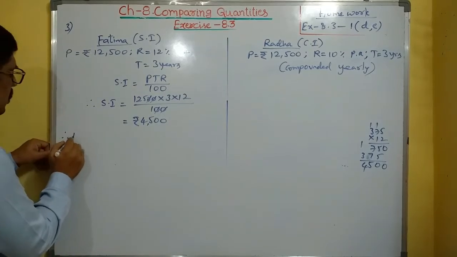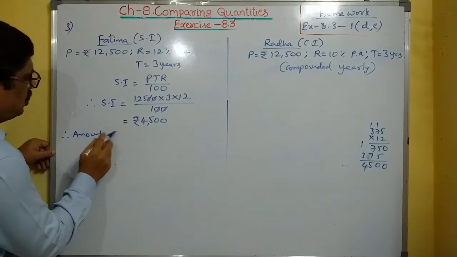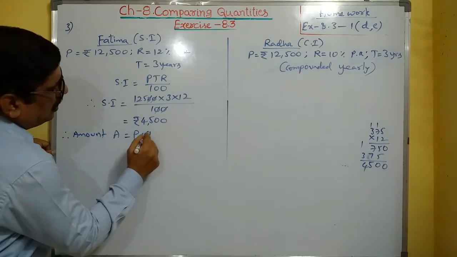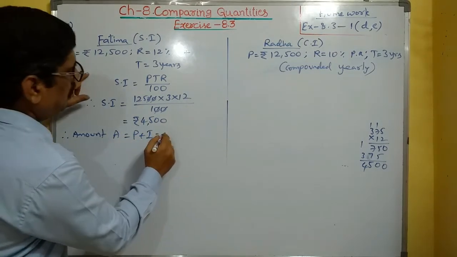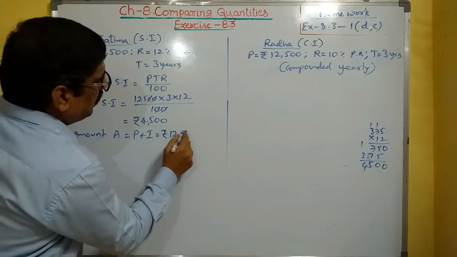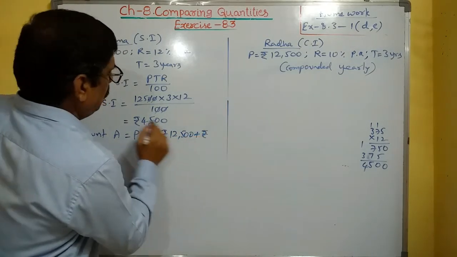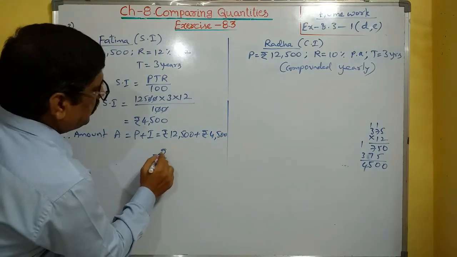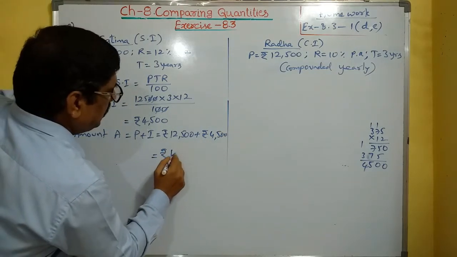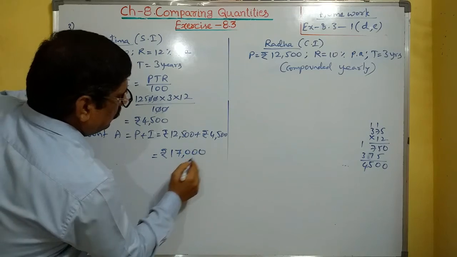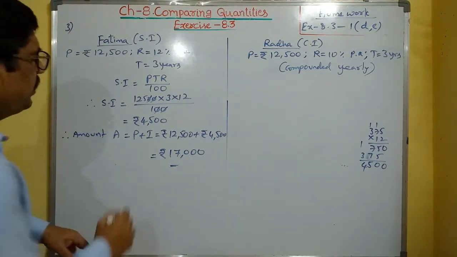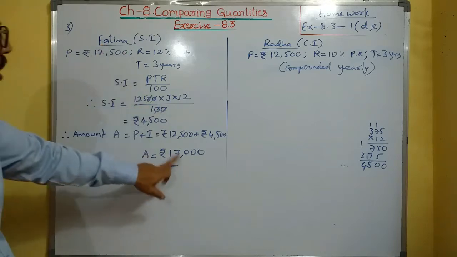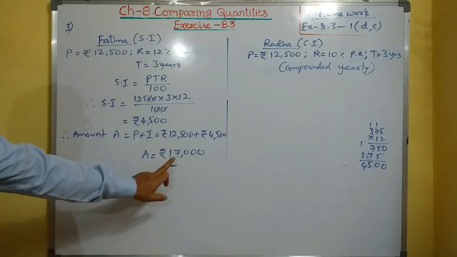Therefore, amount A is equal to P plus I. What is the principal? 12,500 plus rupees 4,500. If you add, you will get 17,000. So this is the amount to be paid by Fatima at the end of 3 years.